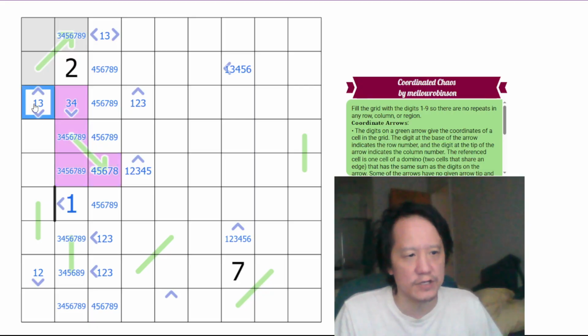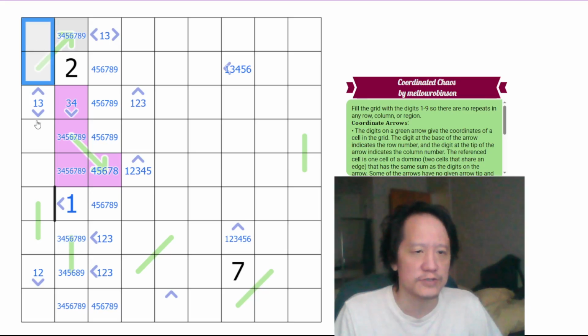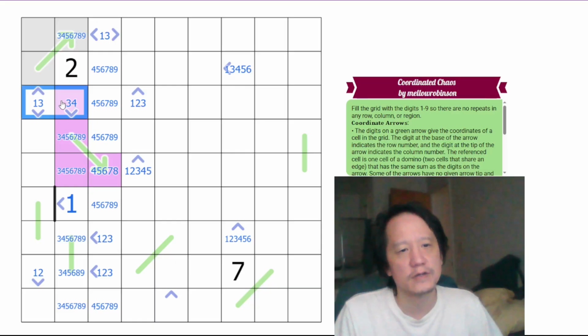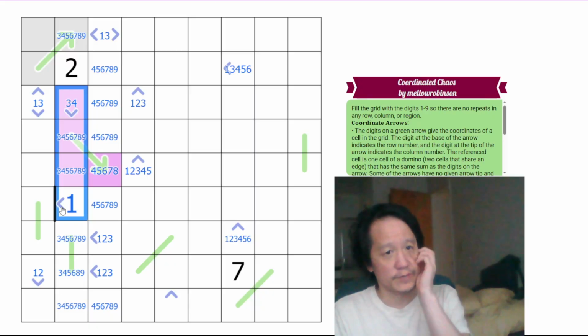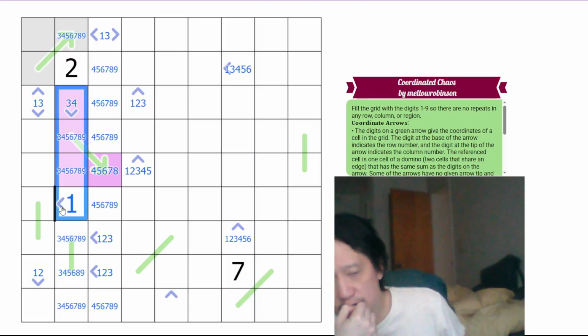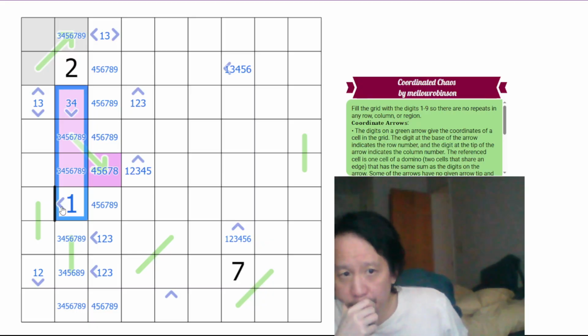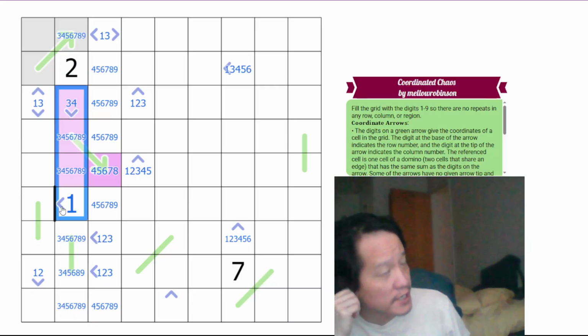Either this is 1, and therefore cannot see any other cells this way or this way. So then it goes that way. Or it's 3, which makes this 4, and then this is a 1. Right? So the pink region can never have a 1 in it, interestingly enough.